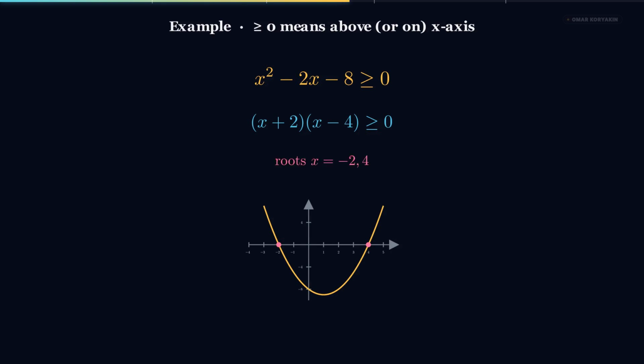Solution. Greater than or equal to 0 includes both the roots and the regions outside them. So x less than or equal to negative 2 or x greater than or equal to 4. The inclusive bound includes both endpoints.